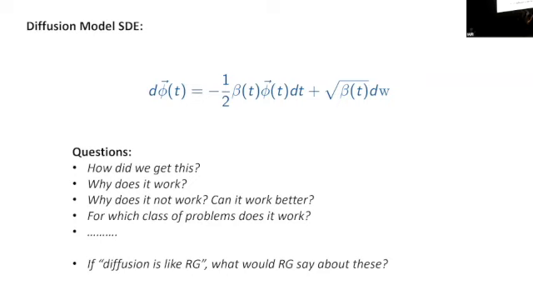Can it work better? Also, what was highlighted this morning is that the diffusion model was first tested predominantly on image tasks, but we also want to apply it to other tasks, in particular scientific tasks. So for which class of problems does it work? Do we know that a priori? Or does it work for all problems? There are many questions, and we're also motivated by the analogy: if diffusion is somewhat like RG, what would RG say about these questions?